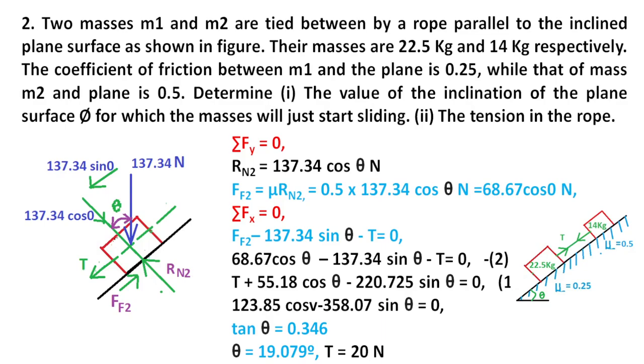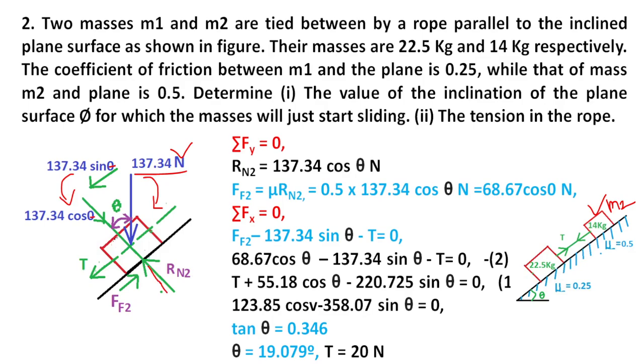Next for block 2, the free body diagram of 14 kg, the mass M2 is 14 kg. So the weight of the block is 14 into 9.8, which is 137.34 Newton. The component force of this is in the anti-clockwise direction. So the opposite side is sin theta, the adjacent side is cos theta, 137.34 cos theta.